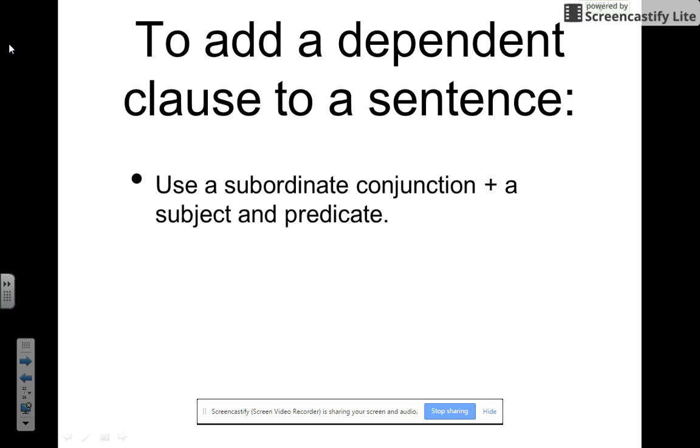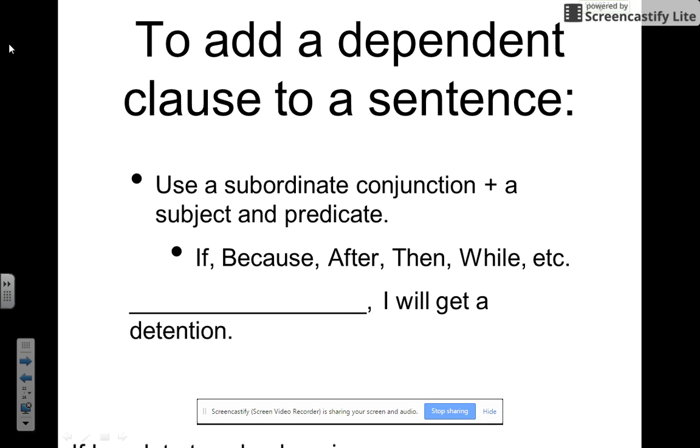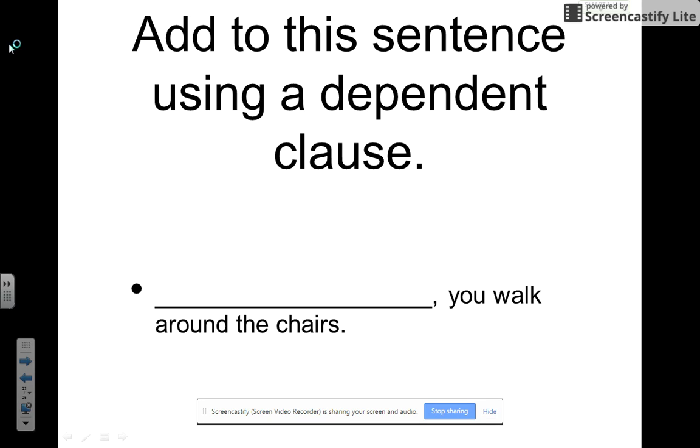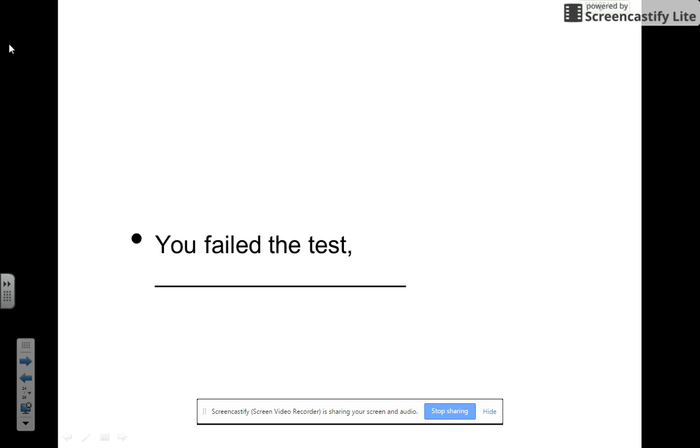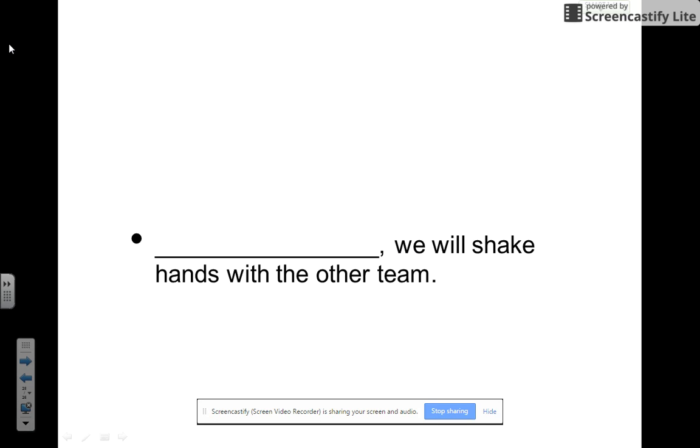In order to do that, we always take a subordinate conjunction from that list, and then we add a subject and a predicate, and you get a dependent clause. So if I have a sentence that looks like this, you walk around the chairs, all I need to do is figure out why would someone walk around the chairs or when would someone walk around the chairs. And once I figure that out, while the music is playing, you walk around the chairs. Notice how I'm using this subordinate clause to make it. You failed the test. Again, I ask myself, why would someone fail the test or when would they fail the test? And I can put something like even though, which would be our subordinate conjunction, you studied hard.